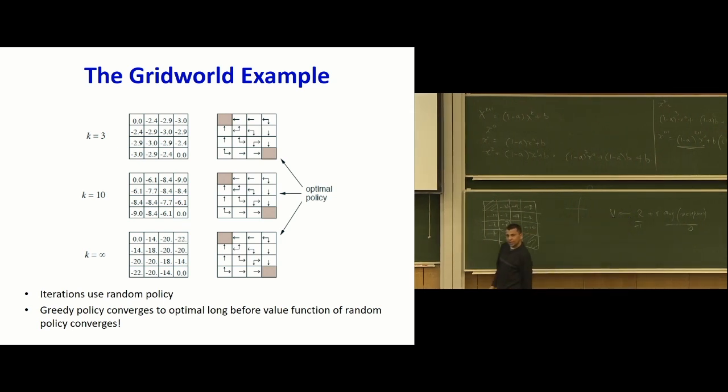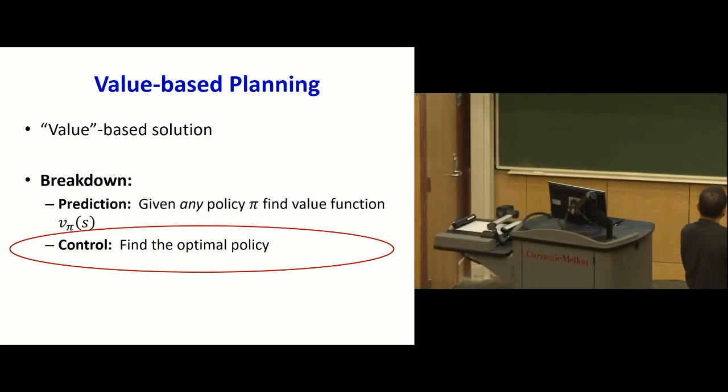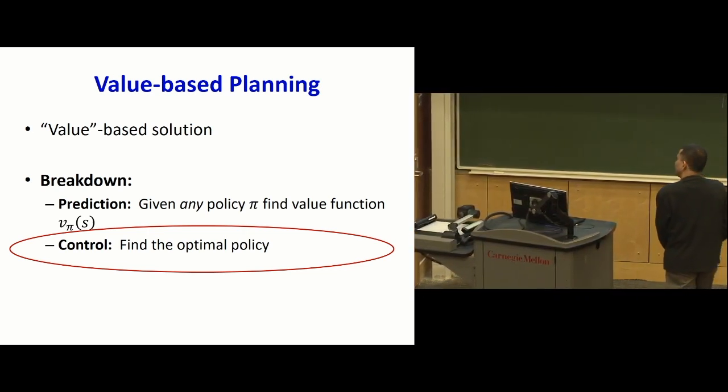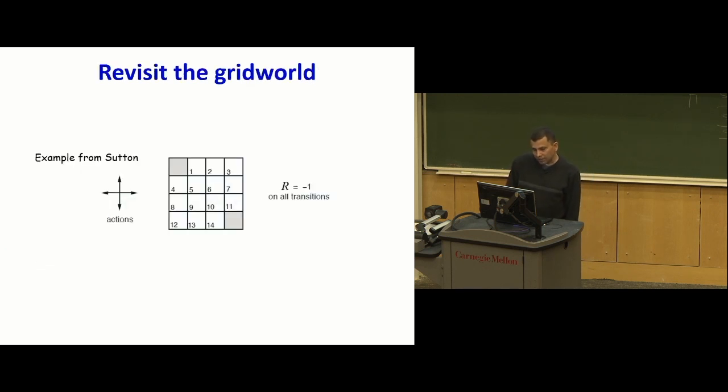That was the policy that we actually retained. But then, that just tells you how to compute the value for one policy. How do you compute the optimal policy? To compute the optimal policy, this is the business of control. For this, let me go back and revisit the grid world, okay?